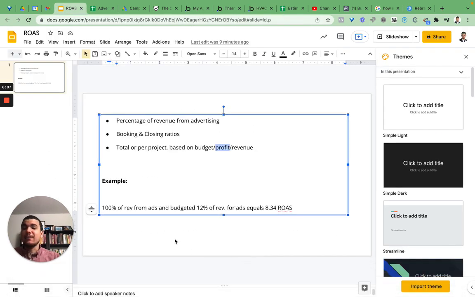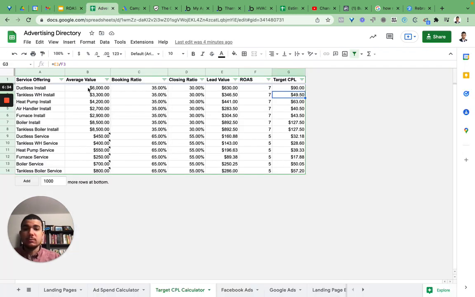Just take however much revenue is coming from your advertising. Typically you just budget 100% coming from your advertising. How much of that revenue do you want to spend on advertising? 12% is typically around average for a contractor, and then you can divide 100 by 12 to get your return on ad spend. Then you take your booking and closing ratio, multiply those out, and divide by return on ad spend. That'll get you your target cost per lead.